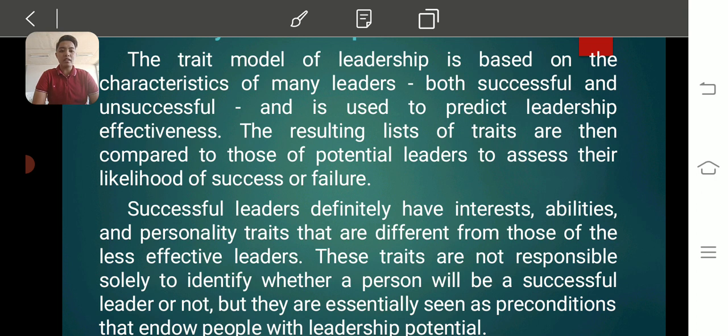These traits are not solely responsible for identifying whether a person will be a successful leader or not, but they are essentially seen as preconditions that endow people with leadership potential.